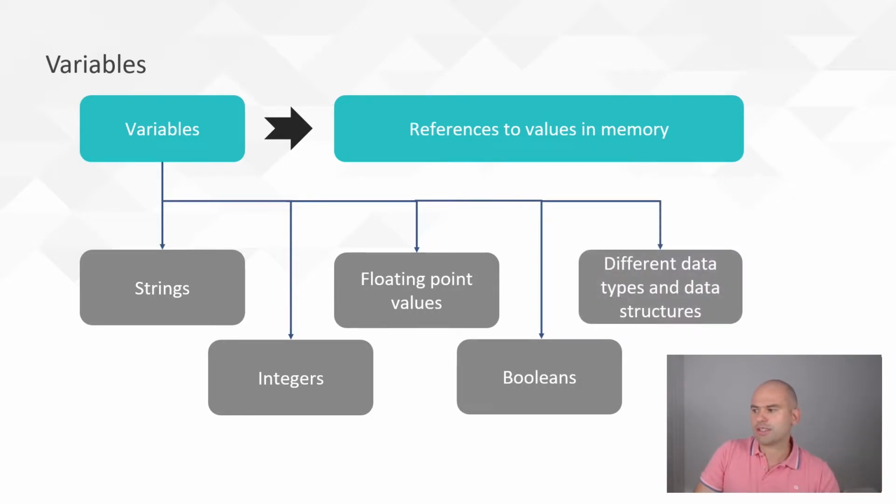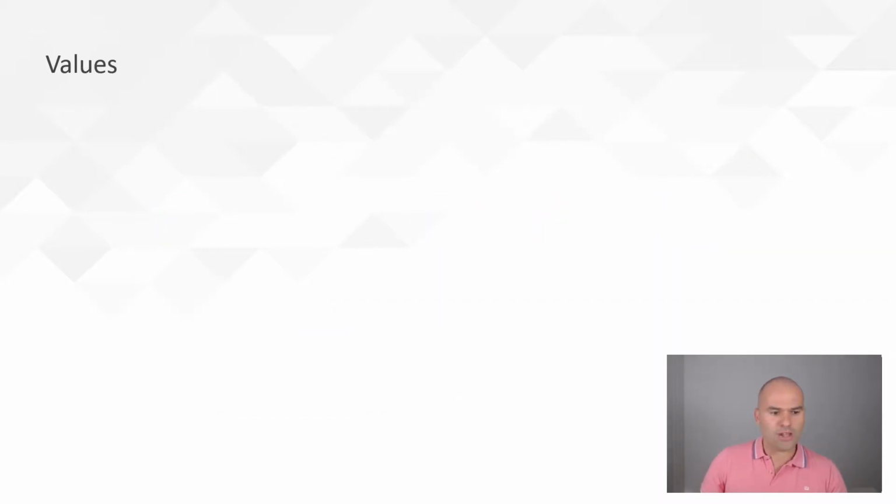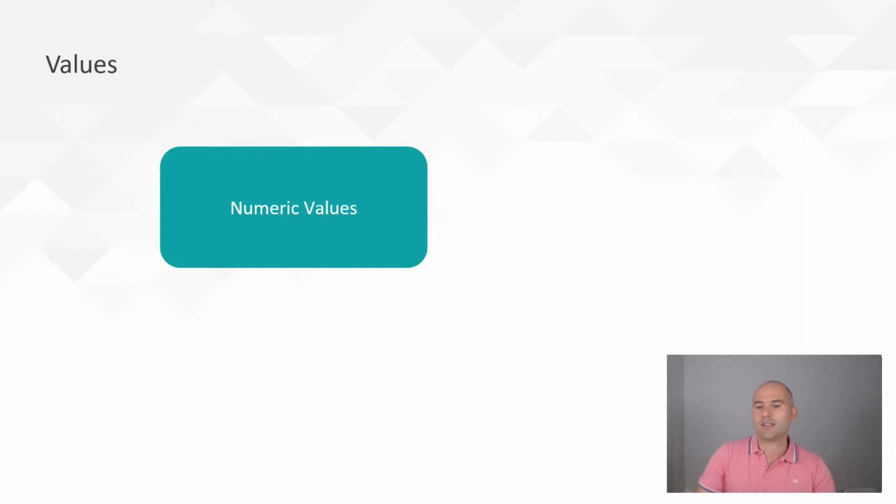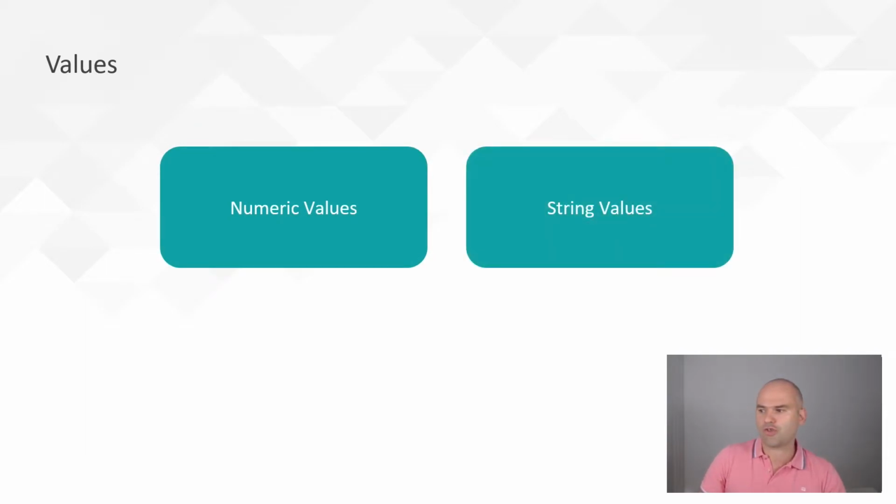Now, variables can also be different data structures. So like more complex data structures like lists. These lists may contain all of these strings, floating point numbers, booleans. They can be dictionaries or sets. So next we got values, of which there are two varieties. We got numeric values and string values.